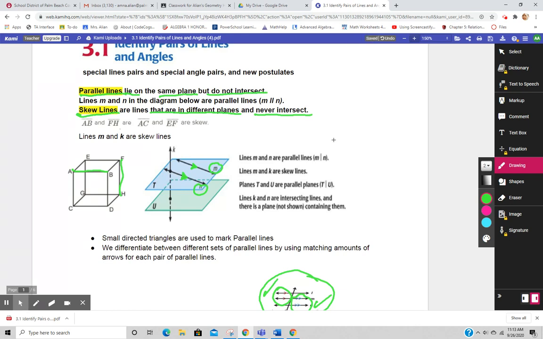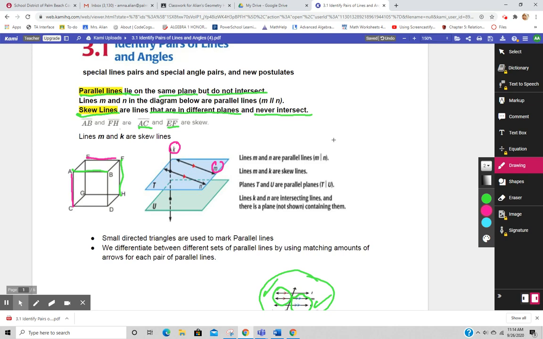AC and EF are also skew. They're not on the same plane and they do not intersect. And let me show you one more example of skew lines. Line K and line M are skew. Line M is on plane T. Line Q is not, so they're not on the same plane. And line M and K do not intersect. So line K and M are skew.